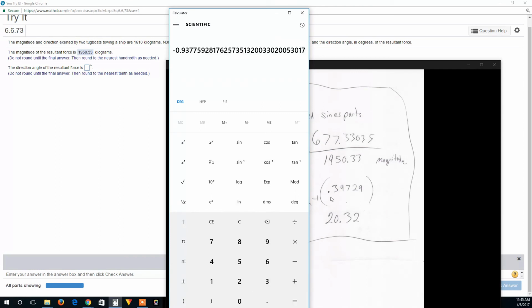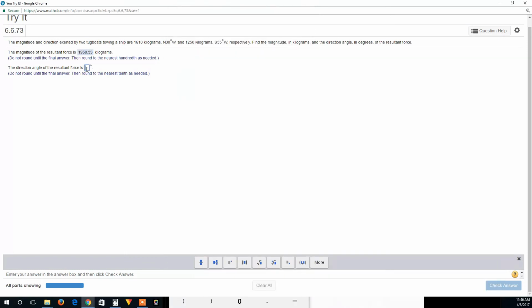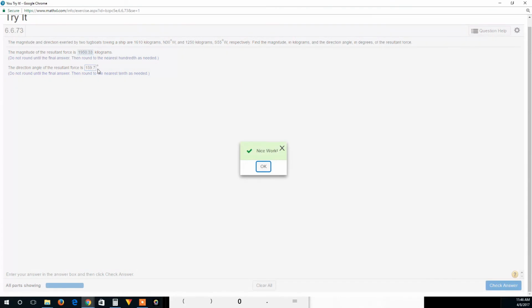Of course, with the other one here, I was taking the inverse of sine. We get 159.7, which is interesting because that is the supplementary part to 20.3 degrees. And this one makes more sense. It's in the general area of the other forces. So we're going to go with 159.7. Great.